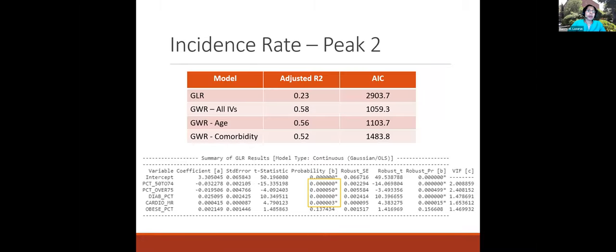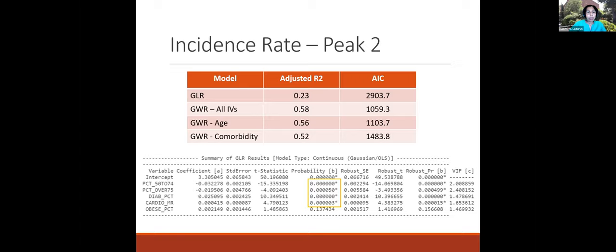So this is a summary of the incidence rates for peak period two. The table on the top summarizes and compares the GLR or OLS regression results with that of the GWR. The OLS regression model generated an adjusted R-square of 0.23, and as you can see, it has drastically improved in the GWR model with 0.58. You'll also notice that the AIC values are much lower, which is an indication that the model has improved.